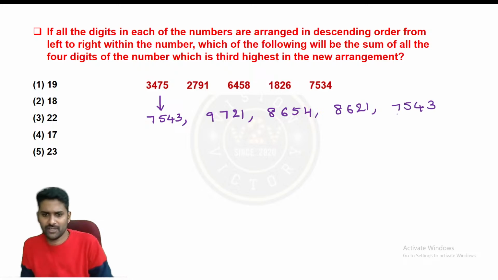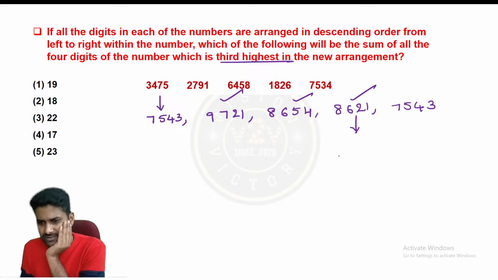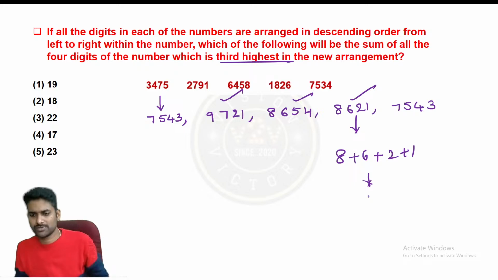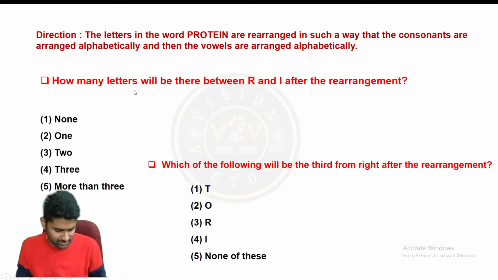Next one, 7543. If you observe all these numbers, you have to identify the third highest number. So this is first highest, second highest, and third highest. This is the third highest. Now you have to pick the third highest number and add all its digits. So the total sum value is 17. Next.